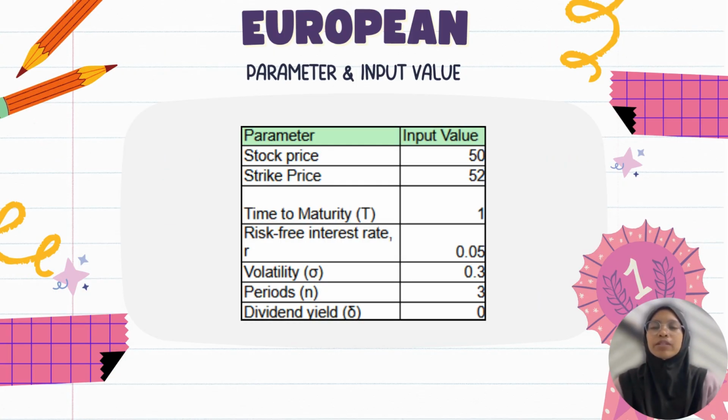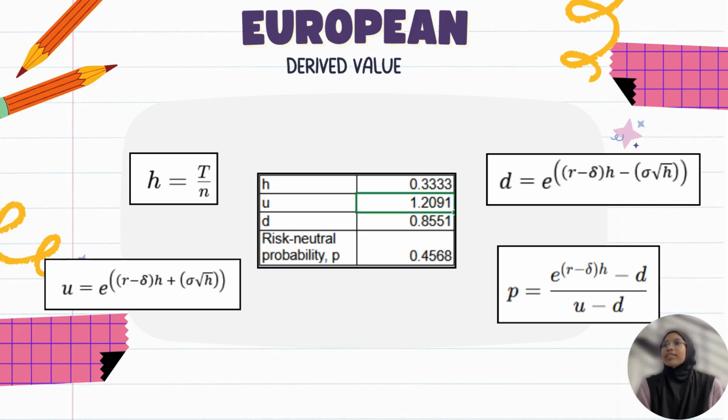These are the parameters used in the calculation, where stock price is 50, strike price is 52, time to maturity T is 1, risk-free interest rate is 0.05, volatility 0.3, period 3, and dividend yield is 0. Next is the derived value, where H is equal to T, time to maturity, over N, period.